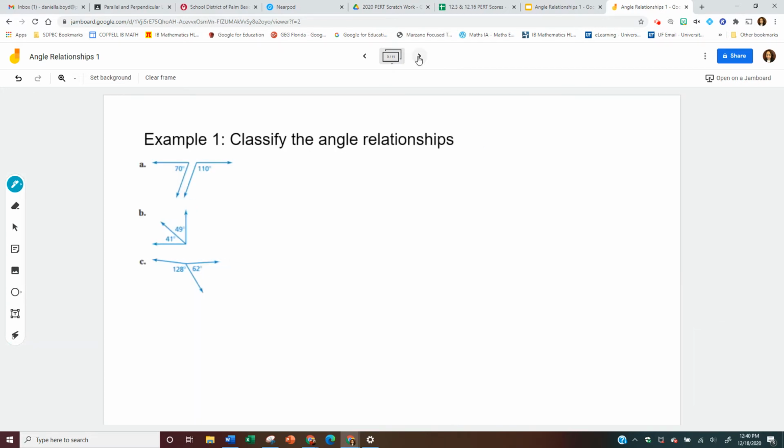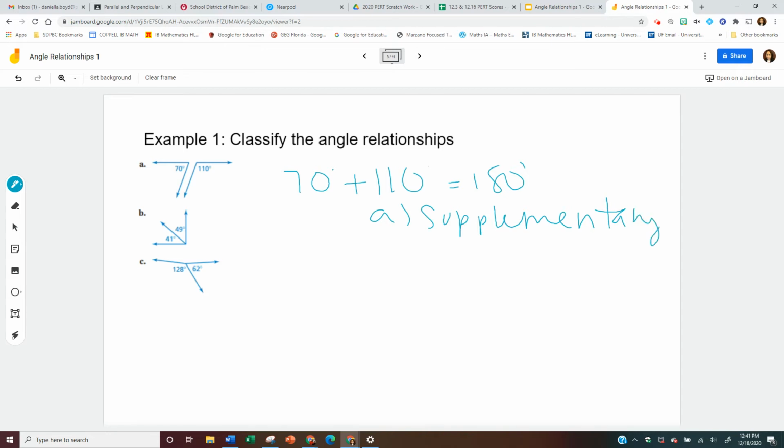Let's take a look at example 1 and classify the angle relationships. So we're going to classify them like supplementary, complementary, and so forth if they have a relationship. So let's look at A. In A, I have 70 degrees plus 110 degrees. That is equal to 180 degrees. So A is supplementary. It is not a linear pair because they are not attached to each other.